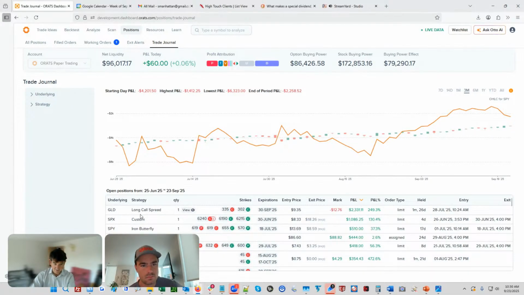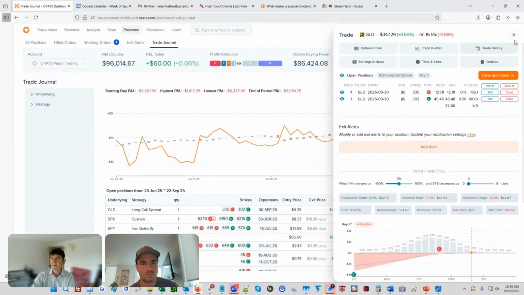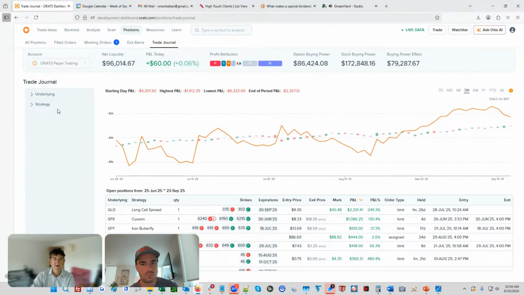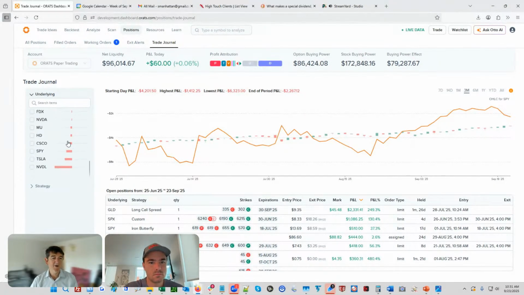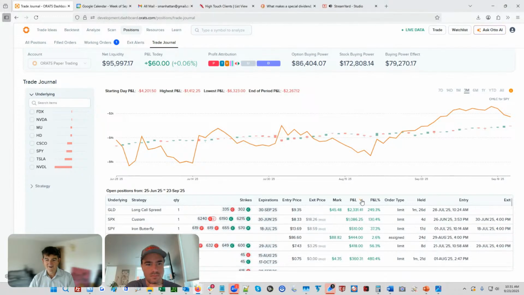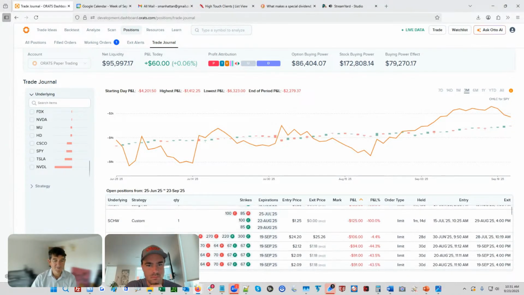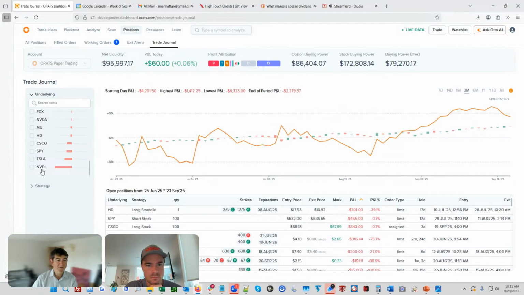I had a long call spread in gold, and I could take a look at that trade. I could look at how I'm doing by underlying. So it pulls it up here, like NVDL. I guess I'm not doing too well on that one. What is that? Well, that's just for that period. It must be off or something. So NVDL, I'm not doing that well.